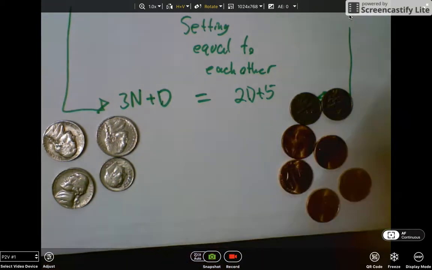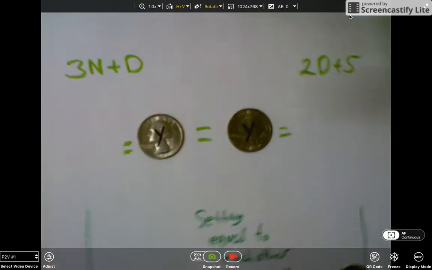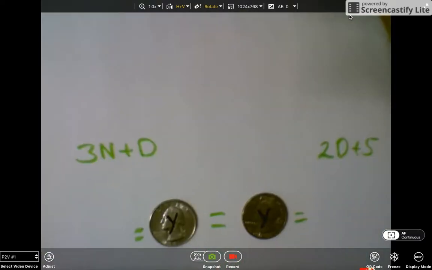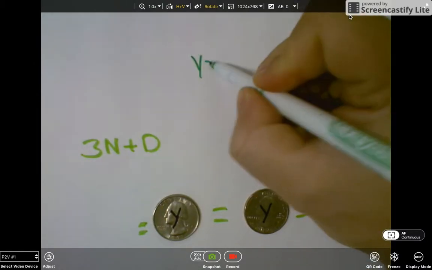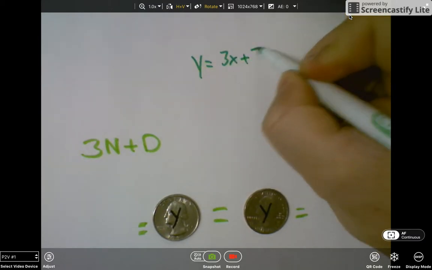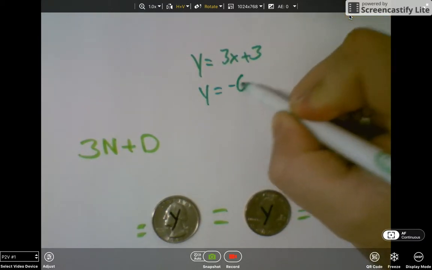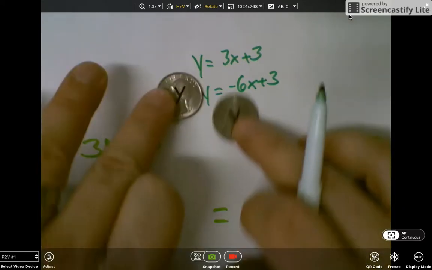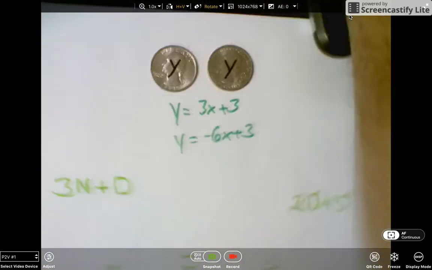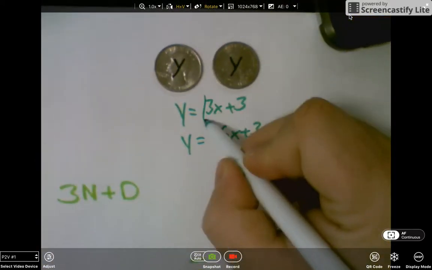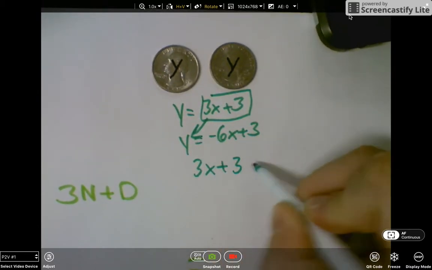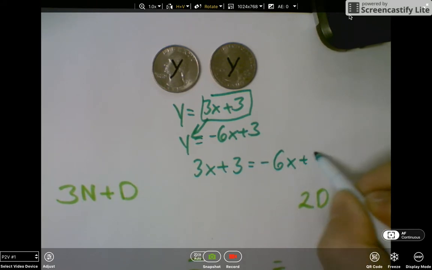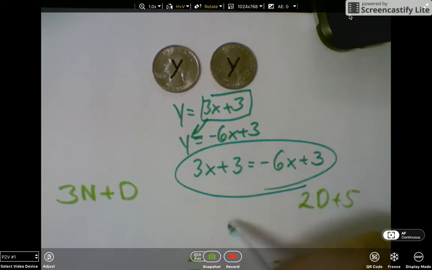And lastly, if I wanted to make this work with algebra, that way this works, if I had two equations, this is what we're going to be doing in class now, like y equals 3x plus 3 and y equals negative 6x plus 3. Because y equals y, I can set them equal to each other and just substitute it right there. So it would be 3x plus 3 equals negative 6x plus 3. And then we could solve this and figure out what x equals.